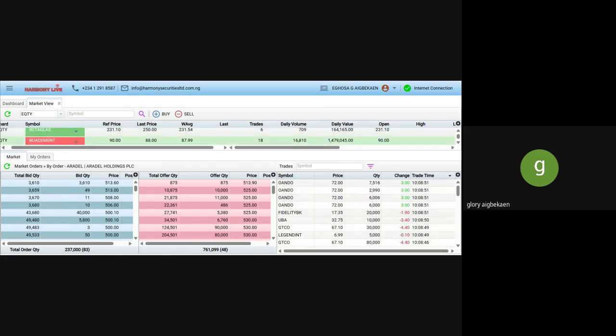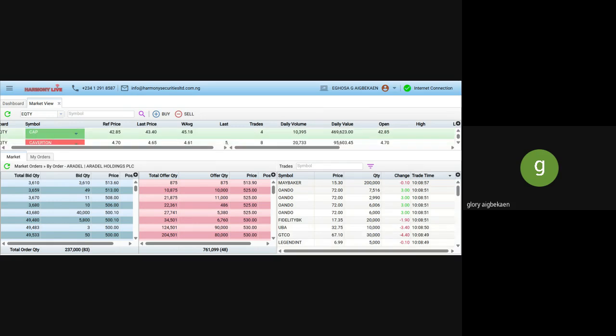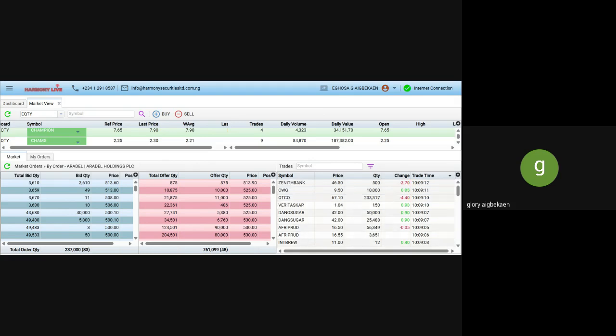I have some Oando position. Oando, was it last week or last 2 weeks now, they released their audited report for the year ended December 31, 2024. And the result was fantastic.